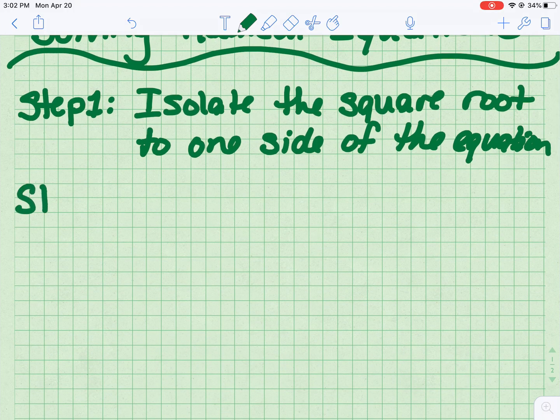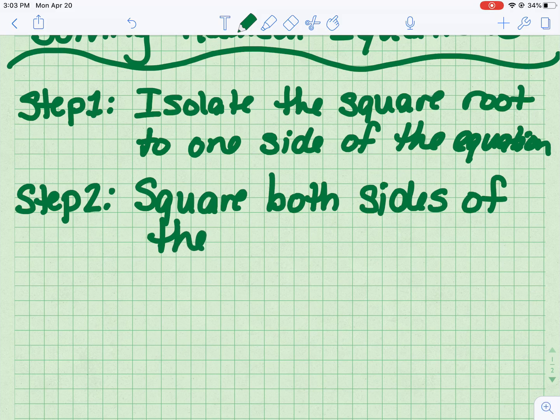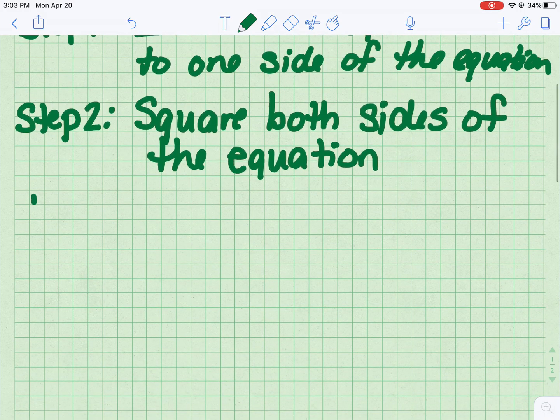And then step 2, and these are quick steps that I'm just kind of giving you an idea. You're going to square both sides of the equation to get rid of the square root. That's why you want it alone. So that'll get rid of the square root. That may create another issue on the other side, another algebra problem on the other side that you're going to have to work through. But that's how you're going to get the square root going, is to square both sides.